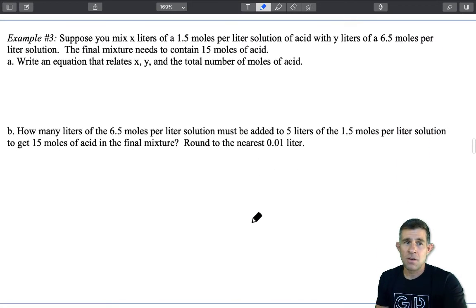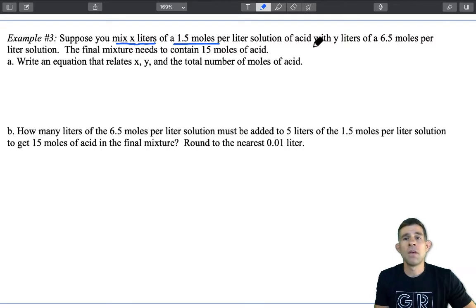Let's move into our next example. Here we have a little bit of a chemistry example. Chemists are always mixing their solutions, and they need to be exact in how they mix them. Suppose we have a particular mix that has X liters, and each of those liters has 1.5 moles per liter of acid. We have a different mix that has a little bit higher content of acid. It has 6.5 moles per liter of acid. We want our final mixture to contain 15 moles of acid.